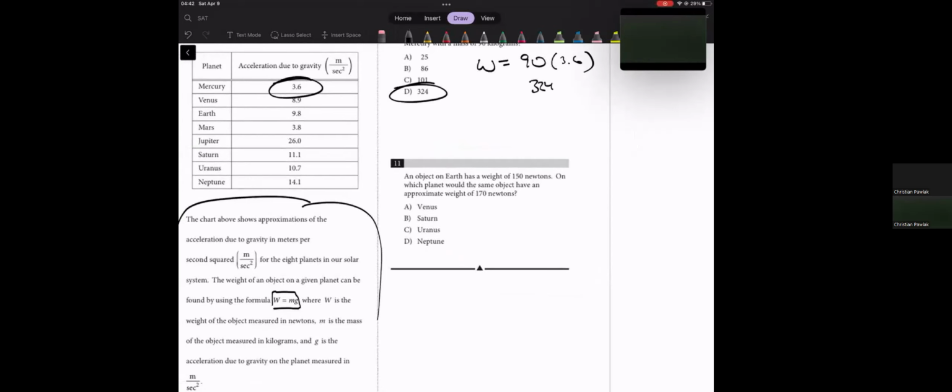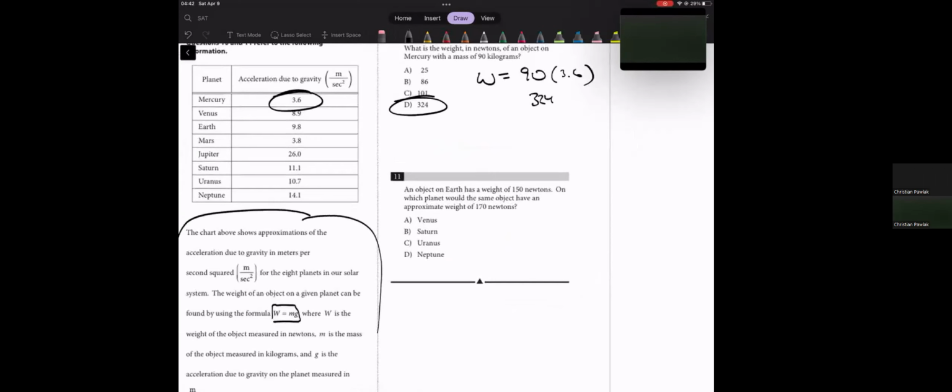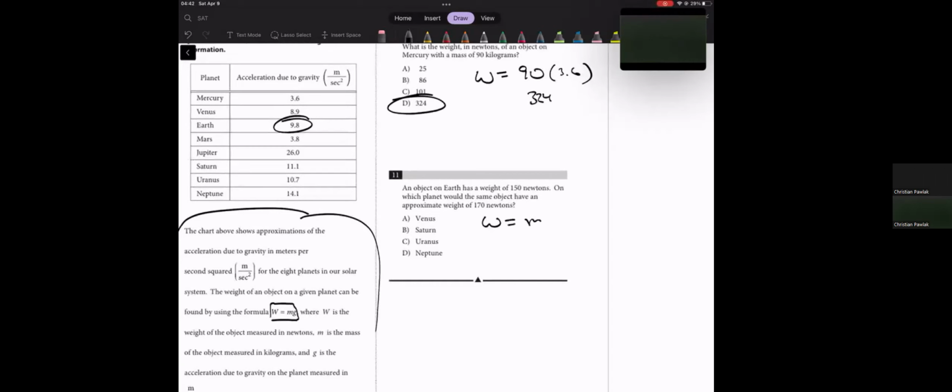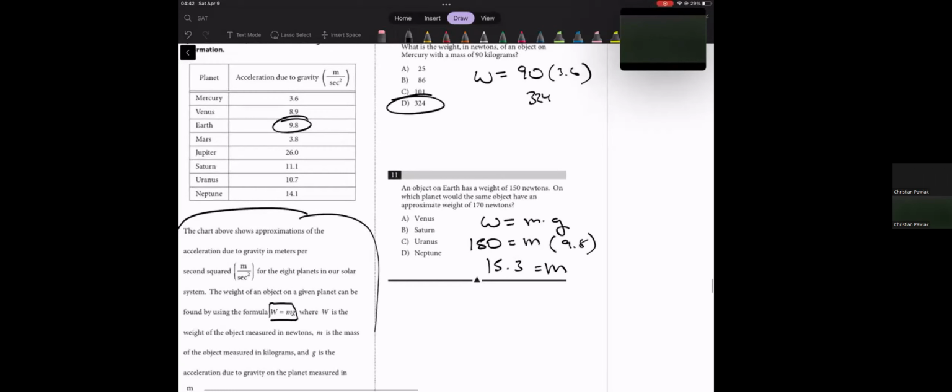An object on Earth has a weight of 150 newtons. So on Earth, which has a gravity of 9.8, has a weight of 150 newtons. So let's see, weight equals mass times gravity. So if I have a weight of 150, I don't know the mass, but the gravity is 9.8. I can quickly find out that the mass is whatever 150 divided by 9.8 is, which is about 15.306.